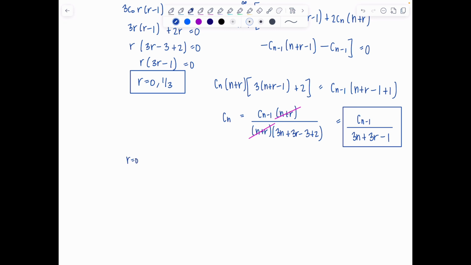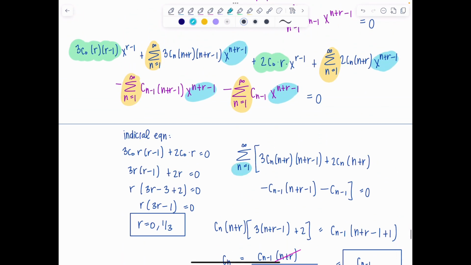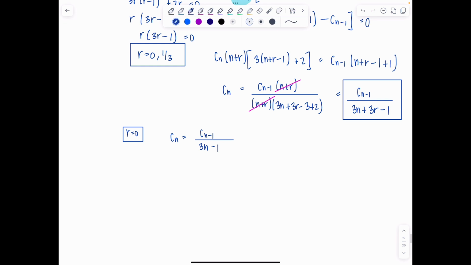First initial root, r equals 0, and I'll put it in my recurrence relation. Cn is Cn minus 1 over, if r is 0, this is just 3n minus 1. What do I start plugging in for n? Where did my sum start? It started at 1. So that's where we're going to start.